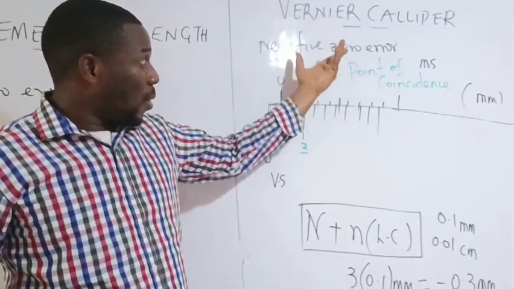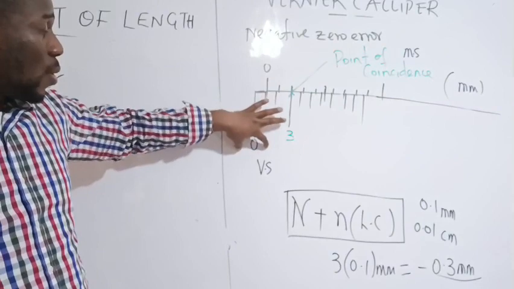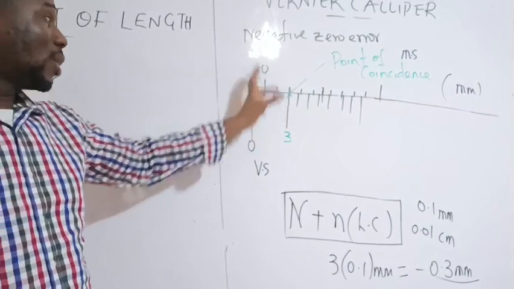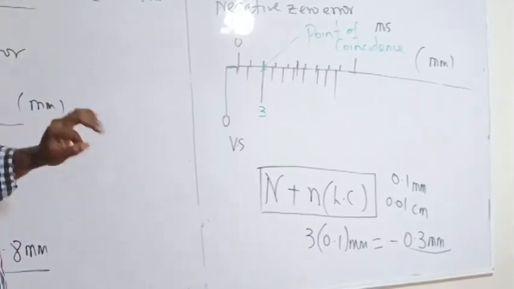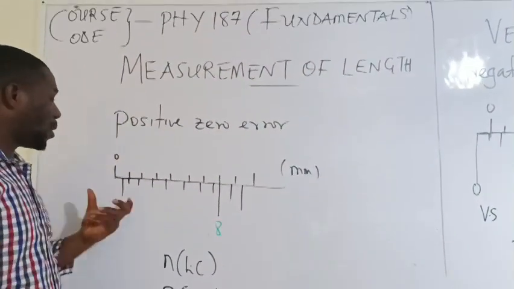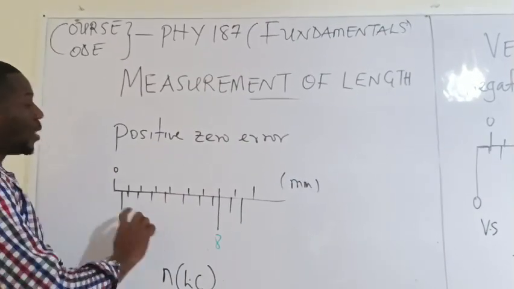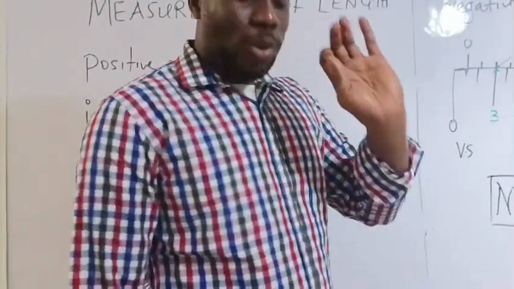The negative error is simply when the Vernier scale division is to the left. That's when the zero on the Vernier scale is to the left of the zero on the main scale. We have to correct for that. Now then, we also have the positive zero error. That's when the zero of the Vernier scale is to the right of the zero on the main scale. So let's see how we correct for that.